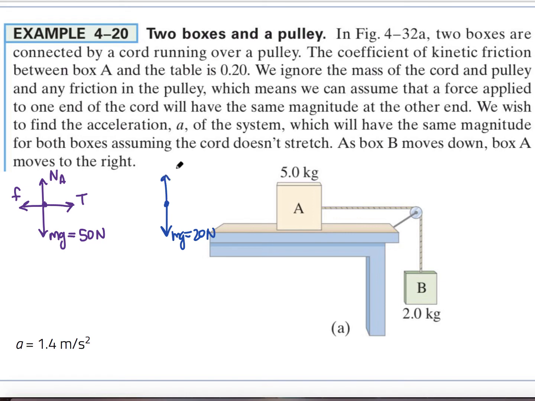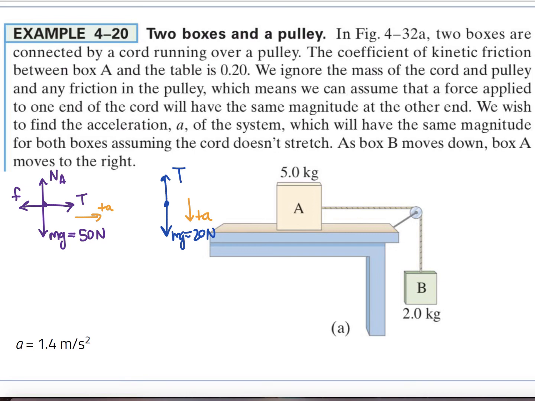And then I have a tension acting upward. And so these are the same tension because the cord and the pulley are massless. So tension here is equal to tension there. And the other bit that's interesting is I need this to be my direction of acceleration, which is positive, and then I need this to be my direction of acceleration, which is positive.